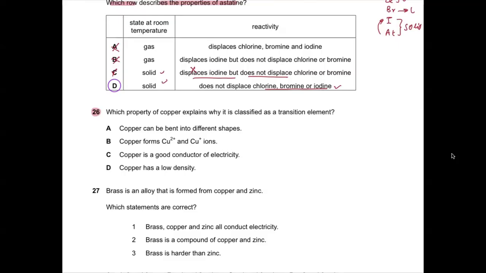Which property of copper explains why it is classified as a transition element? Copper can be bent into different shapes, but that is a property of all metals, right? Copper can form Cu2+ and Cu+. We have two different oxidation states. That can be an answer.